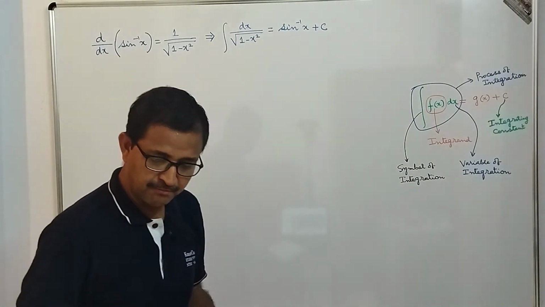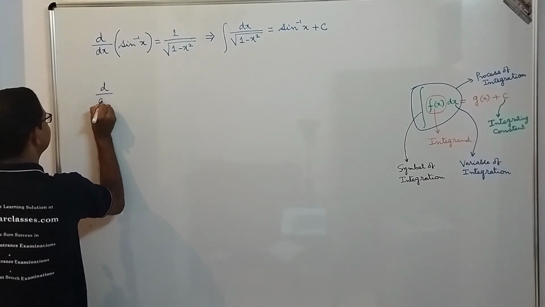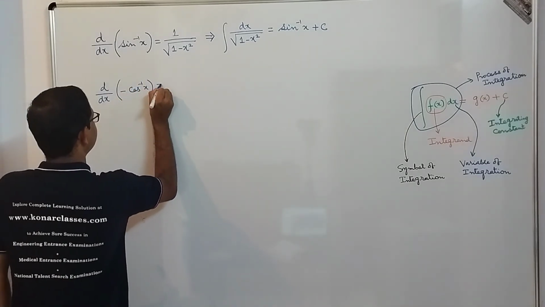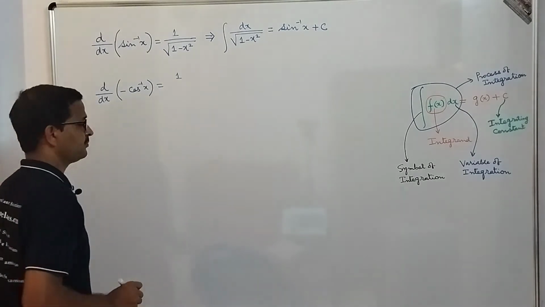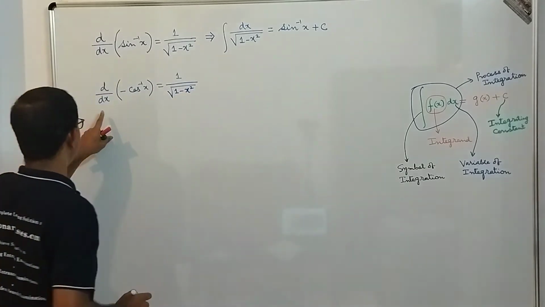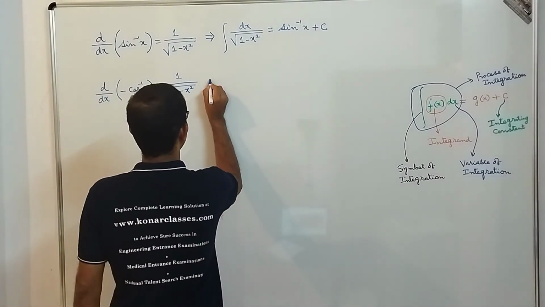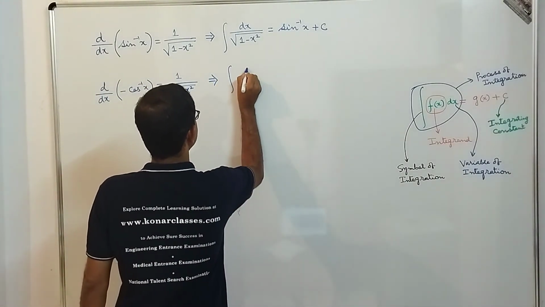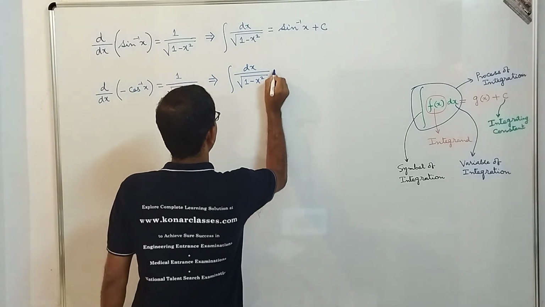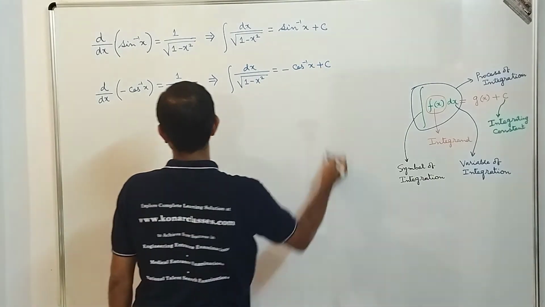Similarly, d/dx of minus cos inverse x is equal to 1 by square root of 1 minus x square. That implies what we can say is that integration of dx by square root of 1 minus x square is equal to minus cos inverse x plus c.